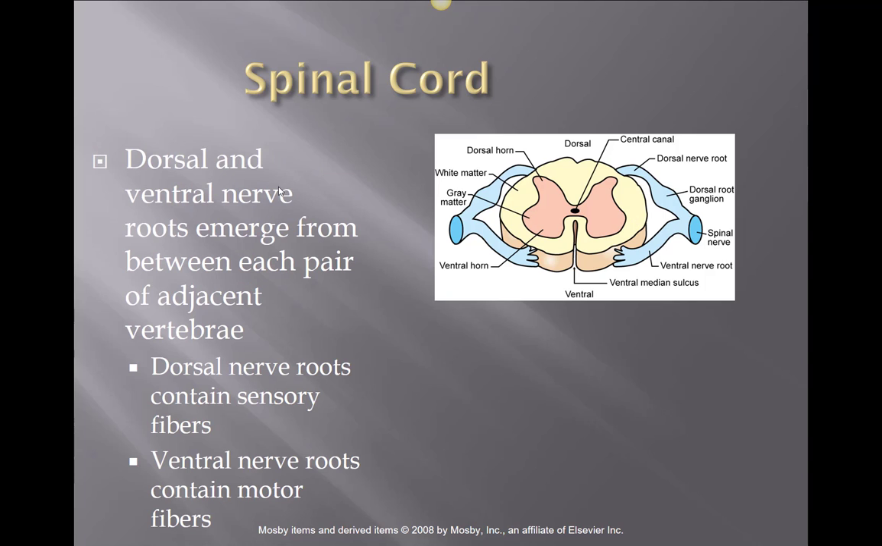So that covers the dorsal ganglia right here and the dorsal horn, and the fact that they're always going to be afferent, always going to be bringing information in.